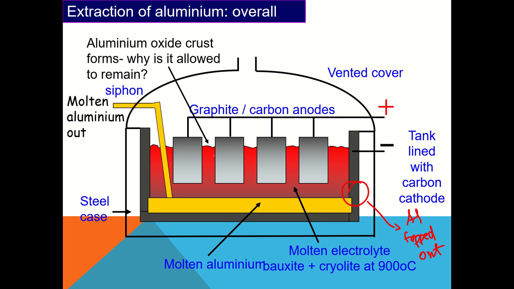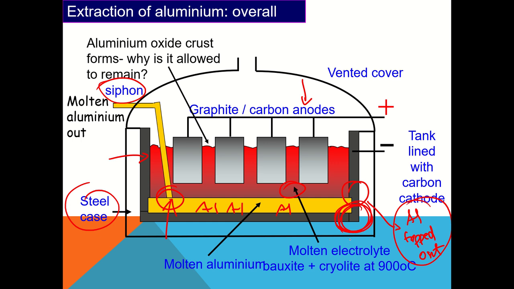Okay, so we have our anodes that are dipped in like so, as we just saw. We have a steel casing which wraps around another graphite block, in this case that's the cathode. We have a tap, although it's not shown. We have a siphon here instead, but you often have a tap where the aluminium at the bottom is tapped out. And then you have in here your molten electrolyte, so that's your aluminium oxide mixed with your cryolite at about 900 degrees Celsius. And then your molten aluminium settles to the bottom whenever it's made. It's siphoned out via that route on the left, or, as I said earlier, you'll often get a tap at the bottom where it's simply tapped out.